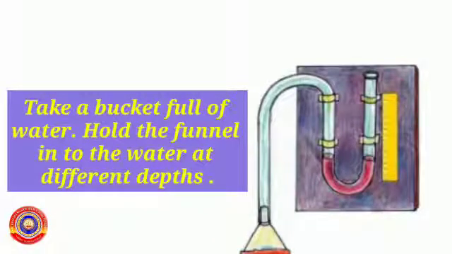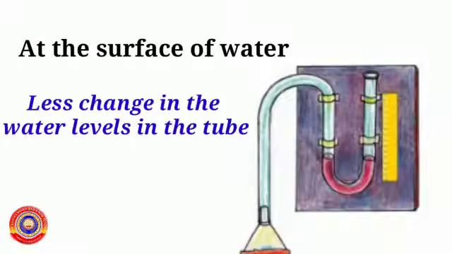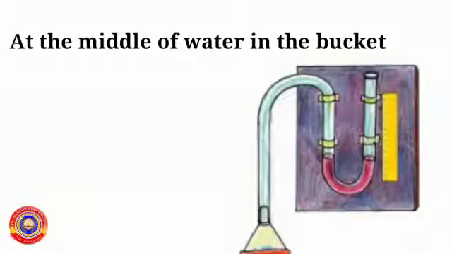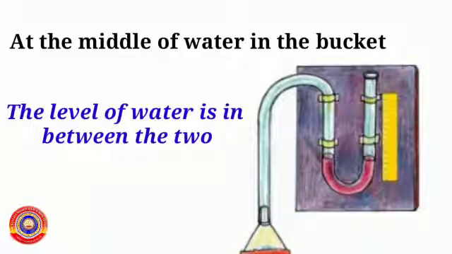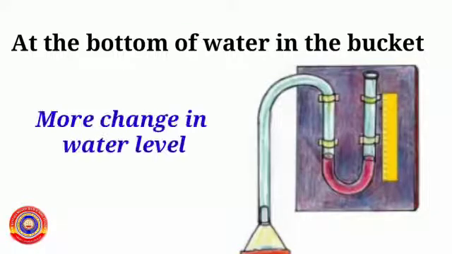Take a bucket full of water. Hold the funnel into the water at different depths. When it is placed at the surface of water, the water level in the tube has less change. And at the middle of the water in the bucket, the level of water is in between the two. And at the bottom of the water in the bucket, more change in the water level.